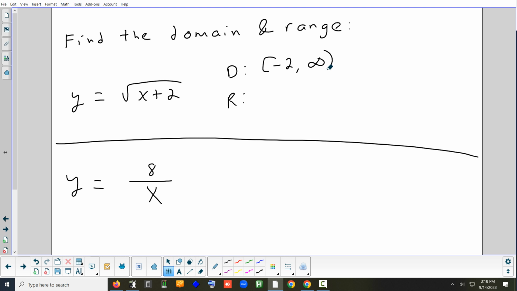If you plug negative 2 in, you get negative 2 plus 2 is 0, and the square root of 0 is 0. So the smallest answer you'll ever get is 0. And what's the biggest answer you would ever get for y if you plug in numbers between negative 2 and infinity? Infinity, yeah. So that's the domain and range.